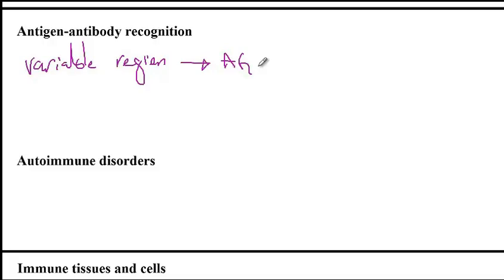Now these variable regions have amino acids that have flexible side chains, as a consequence of which these structures are flexible and can change their shape around the antigen. So therefore, usually one antibody can cross-react to structurally similar antigens and can target closely related pathogens.